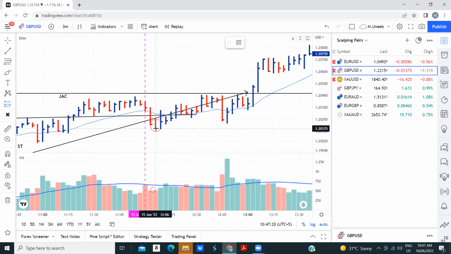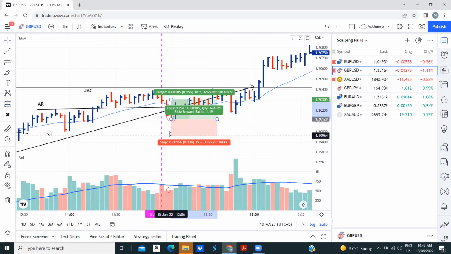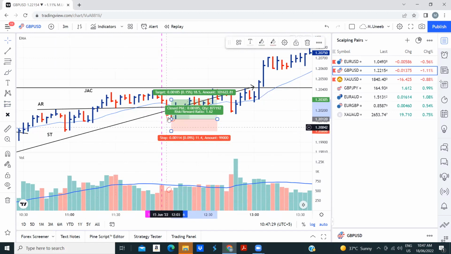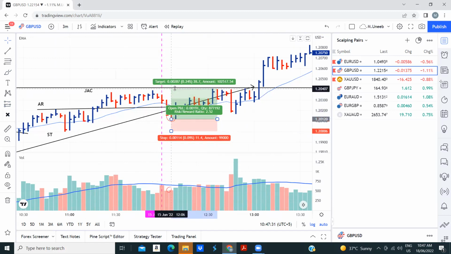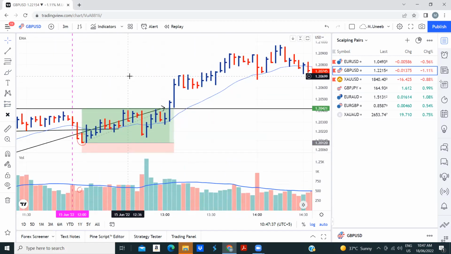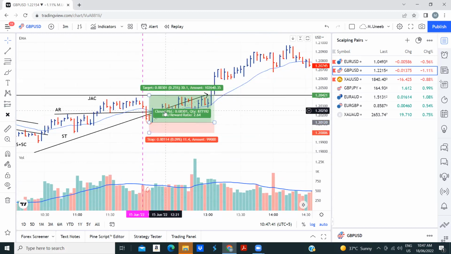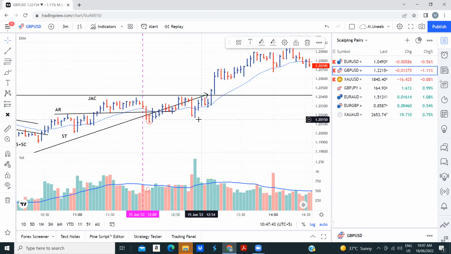Got it? But if we place a trade right over here, what will be our last low? This one, right? So just this one, last low. And this should be a target. Make sense? Yeah. Okay, good.